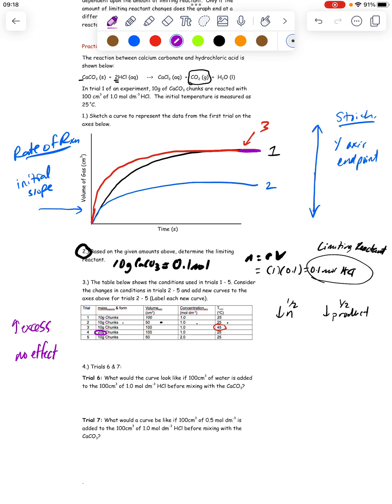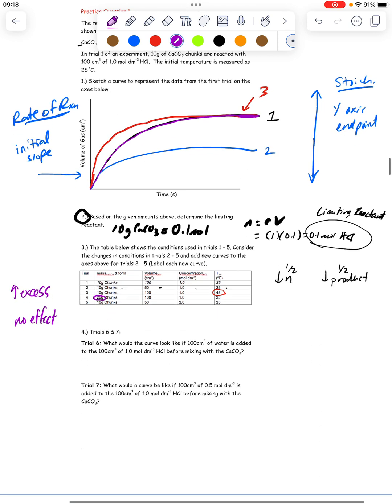Now, we have increased the mass. It's possible that, as a result, there's a little bit more surface area. So it might go slightly faster, but unless you are given more information, you haven't really changed any of the traditional rate factors, things that would affect the collisions. So we'd probably want to just put it right along the same curve as the first trial. Again, you think about what's going to be on the mark scheme. I think that's what would be on the mark scheme.